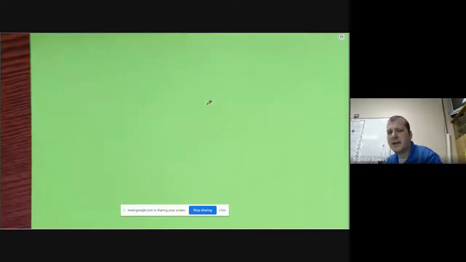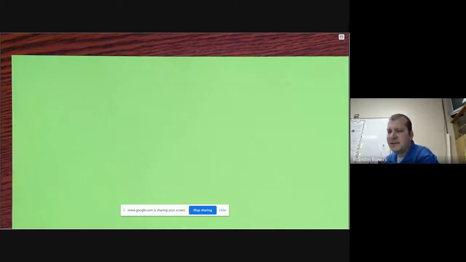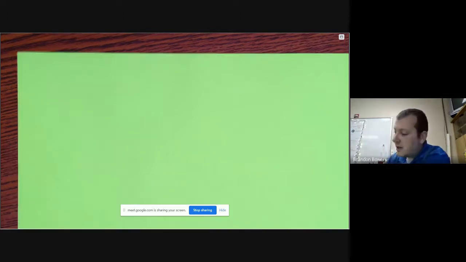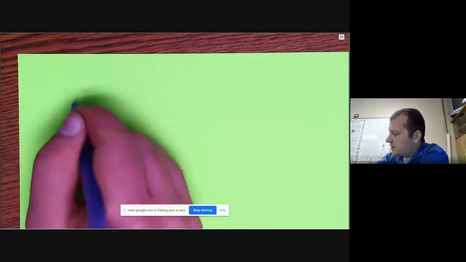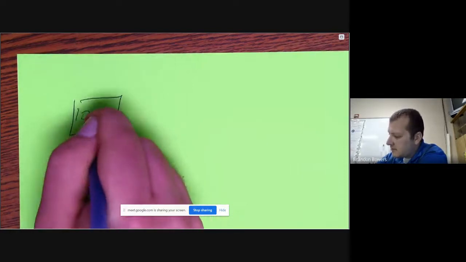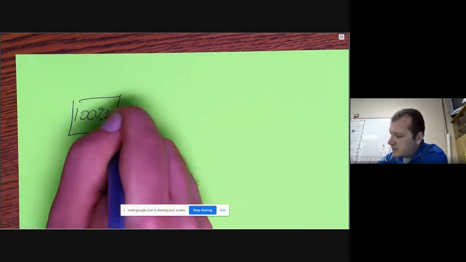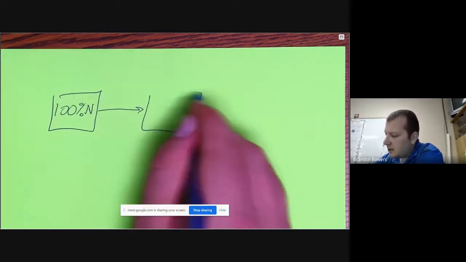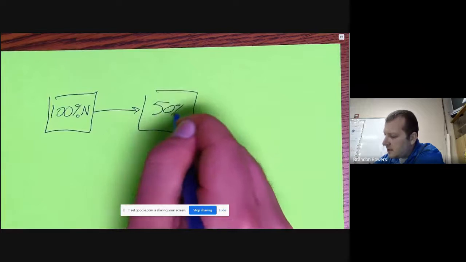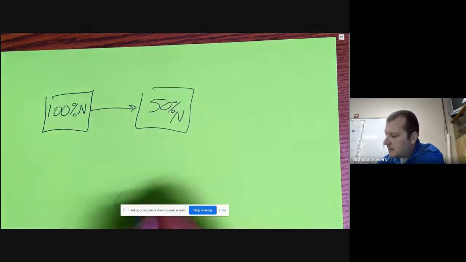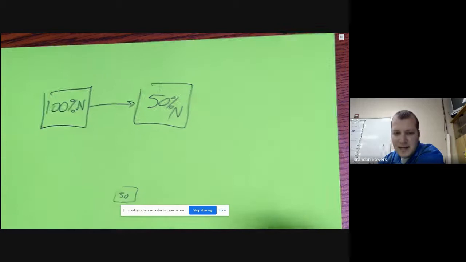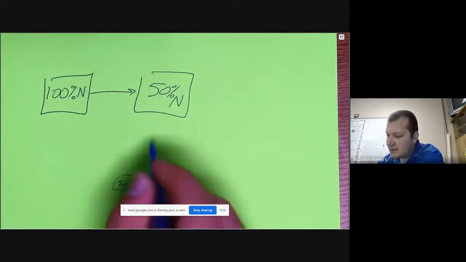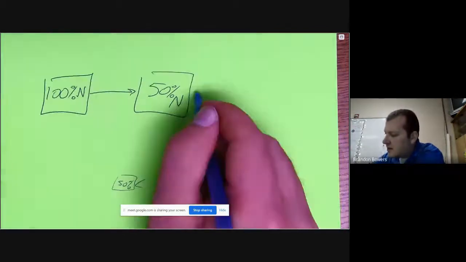Okay, so a half-life. What a half-life is, it's the half of the life that radioactive material decays, okay, and becomes a new element. Okay, so let's say you start with 100% of nitrogen. After one half-life, you're going to be left with 50% of nitrogen. The other 50% decayed, so that decayed and became carbon. So that's one half-life.